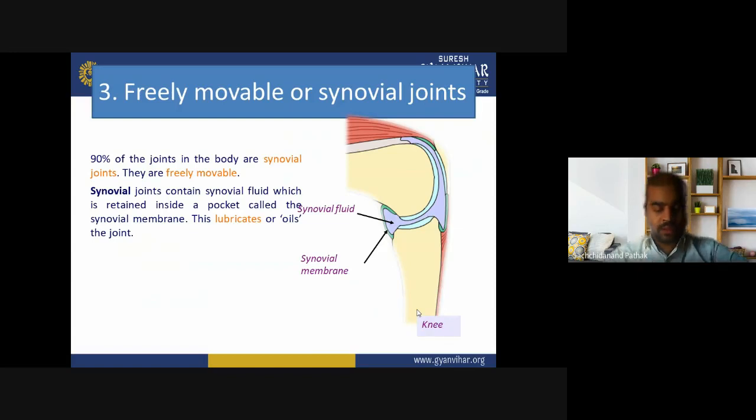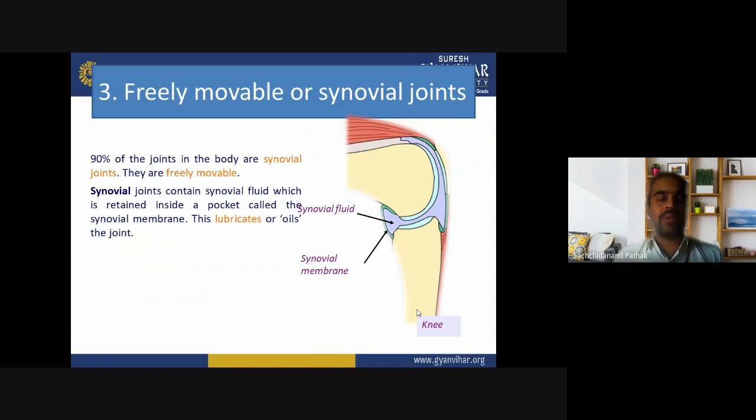Otherwise, what will happen? The bones are going to rub against each other, and if the bones are rubbing against each other, there will be friction, and swelling, pain, and inflammation are going to arise. So you will feel the pain. That is the reason for arthritis. That is the reason for gout.